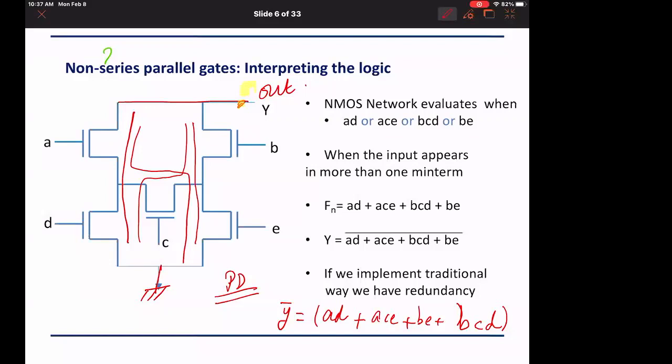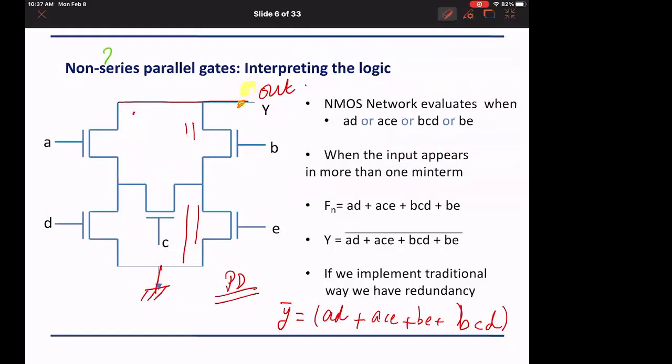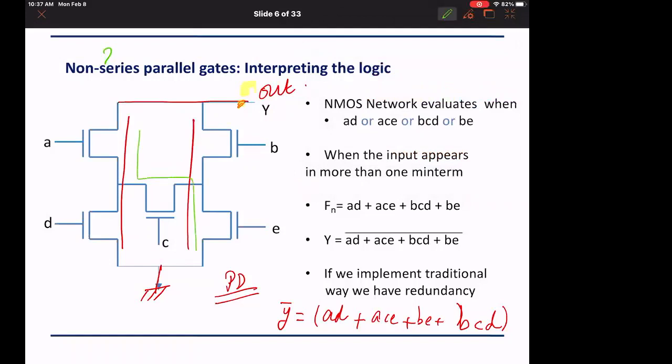Yes. Okay. So we have 4 possible paths that we can connect Y to the output. Let us draw them in different colors. The first 2 straight paths are AD or BE. And then I have 2 other paths which are ACE or B, C, D. So I have 4 expressions which I can use in my OR.